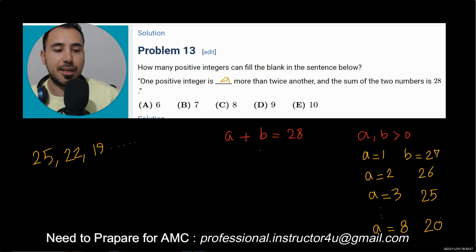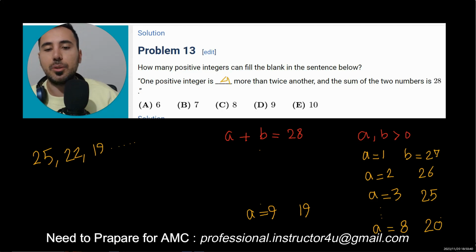So there will be only one more. A equals 9 will be the last one. You could just try it. If A is 9, B will be 19. So 19 minus 2 times 9 will be only 1.